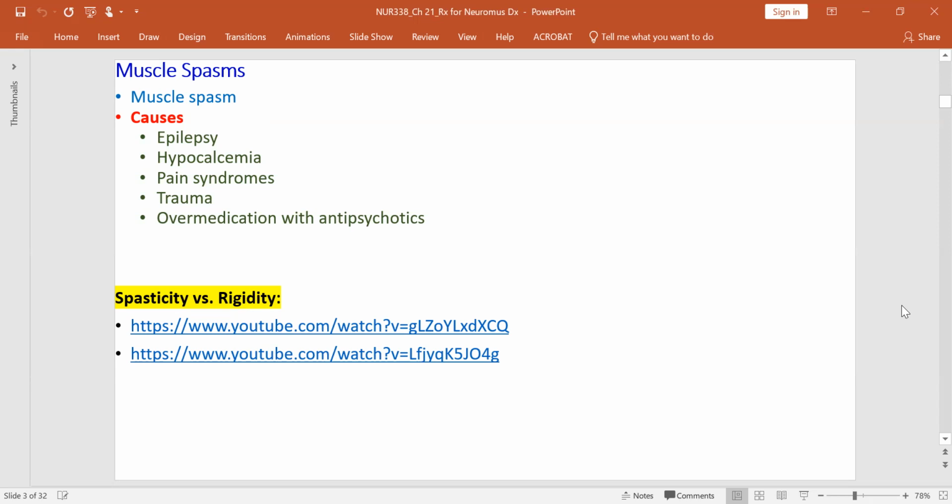So when the muscle spasm locks in a contracted state, that's spasticity or spasm. The muscle will contract in a locked state.